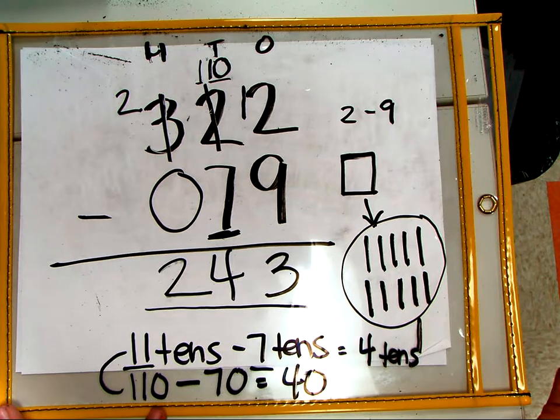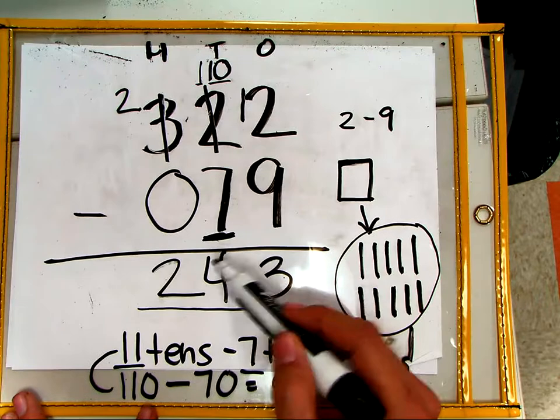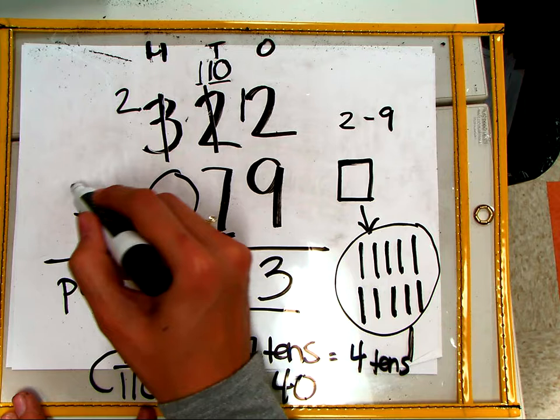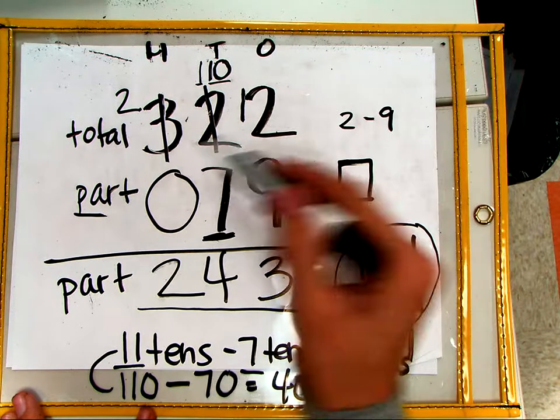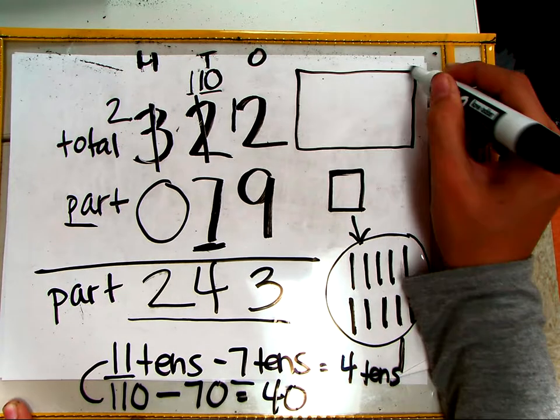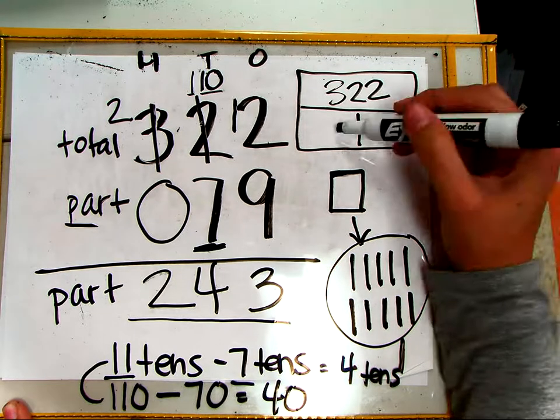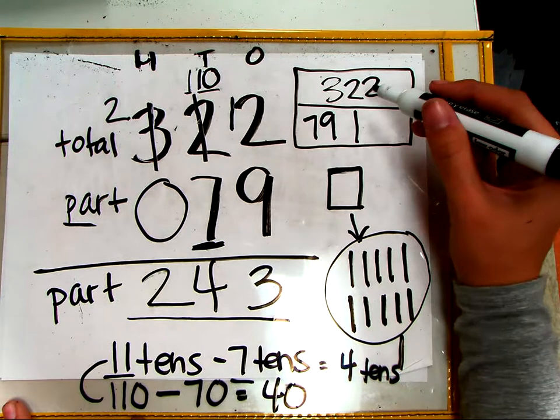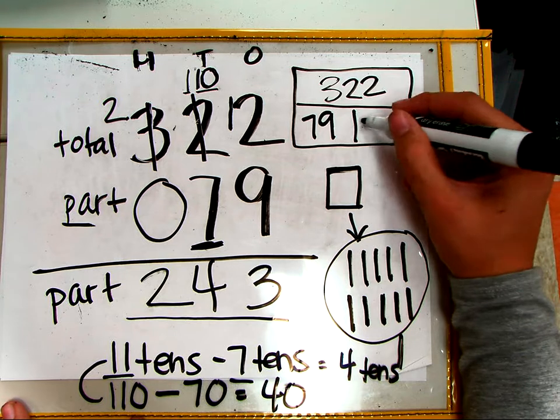If I was going to check with addition, I would add 243, which is one of the parts, plus 79, which was the other part, and I would find the total, which was 322. If I think about this in a total part box, my total was 322. Part of 322 was 79. I can do total minus part to find the missing part, and the missing part was 243.